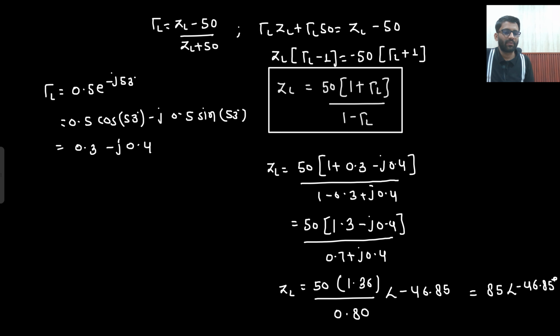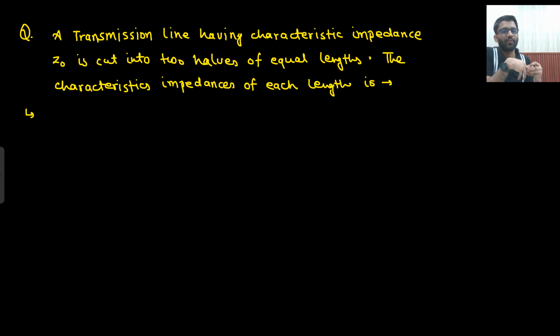A transmission line having characteristic impedance Z0 is cut into two halves of equal length. The characteristic impedance of each length is? What do you think? What will be the answer? What is your Z0?